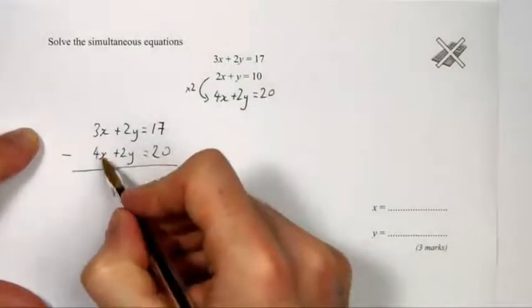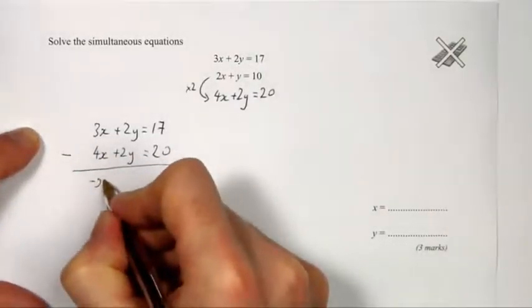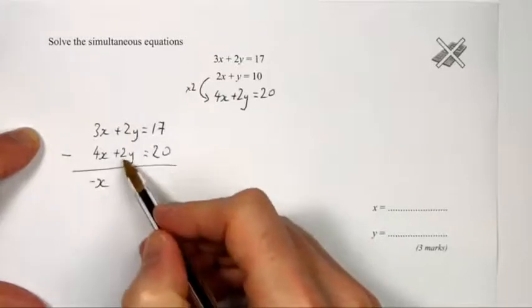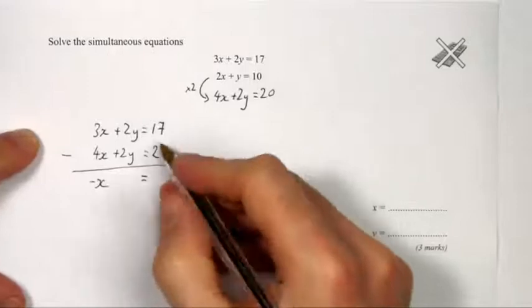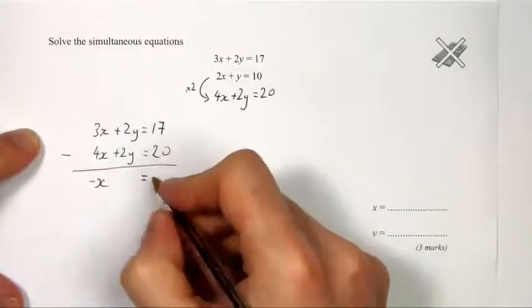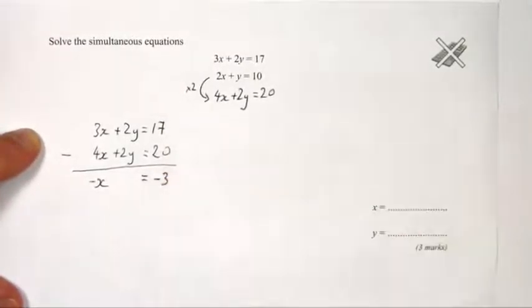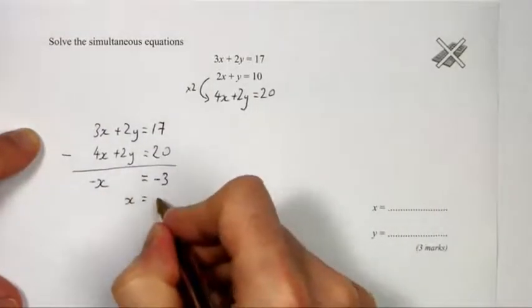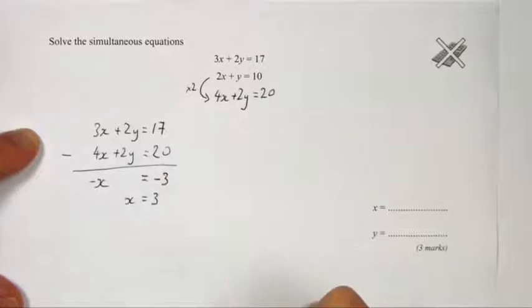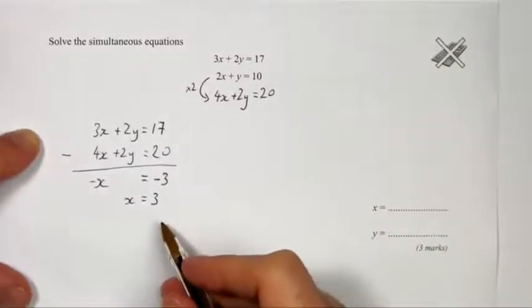So 3x minus 4x, that's minus x. 2y minus 2y, that's no y's, so that's the y's eliminated. And then 17 minus 20 is minus 3. So if minus x equals minus 3, then x equals 3. Okay, so we've got one solution. Now we need to find what y equals.